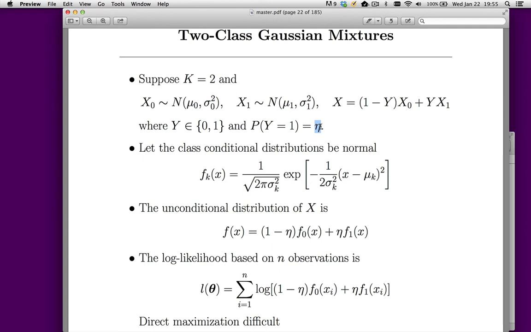Now, these distributions all have names. I've been calling these the component distributions. They're often called class conditional distributions. Why class conditional? Well, if we know which class you're in, that is the shape of the distribution. So what we're saying here is for an observation of type little k, the PDF is going to be normal with mean mu k and standard deviation sigma sub k.